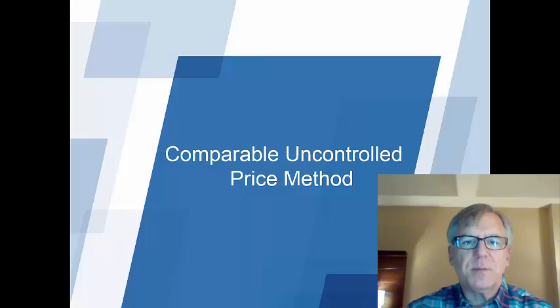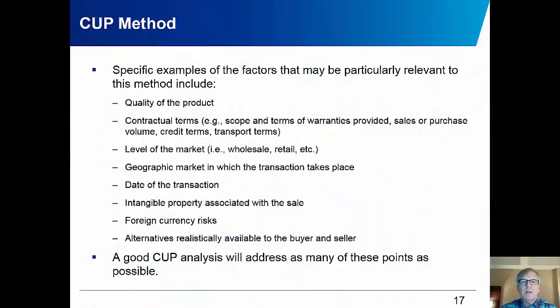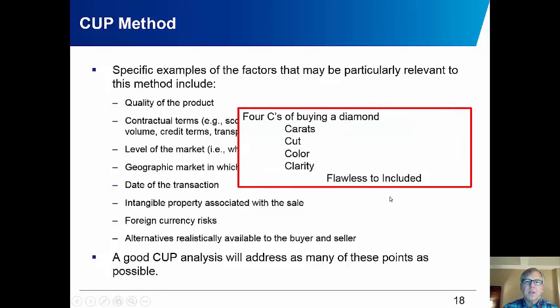And I wanted to talk a little bit about what would make for something to be truly comparable. Now, there are a number of factors that one should consider in looking at an uncontrolled transaction and ask whether the price in that transaction is truly comparable to the related party transaction that you're looking to price. So the very first item on this list is the quality of the product. Now, I think an example can make this striking and stick in your mind.